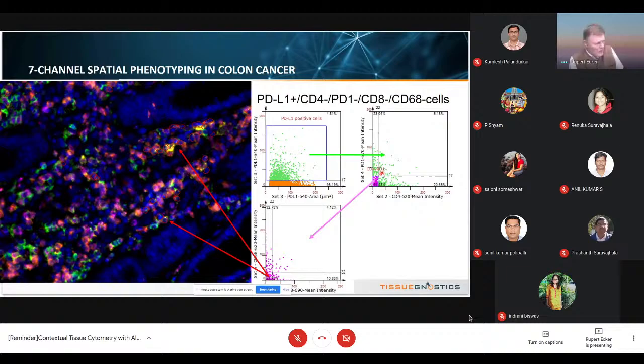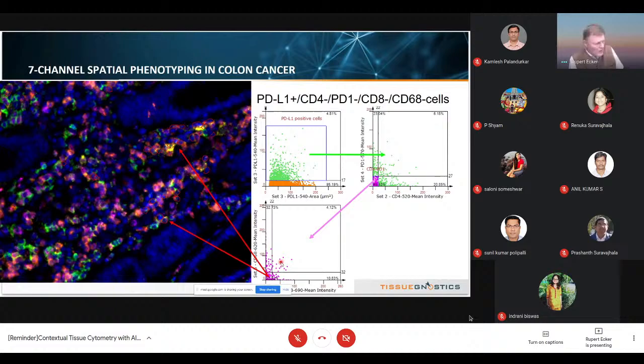And we have here our four scattergrams as discussed earlier. If we now look at the double negative quadrant here, so CD4 negative, PD-1 negative, and use this as an input gate on our third scattergram, that means we see here only those cells which are CD4 negative, PD-1 negative, and PD-L1 positive, because the lower left quadrant of the second scattergram is the input gate in our third scattergram.